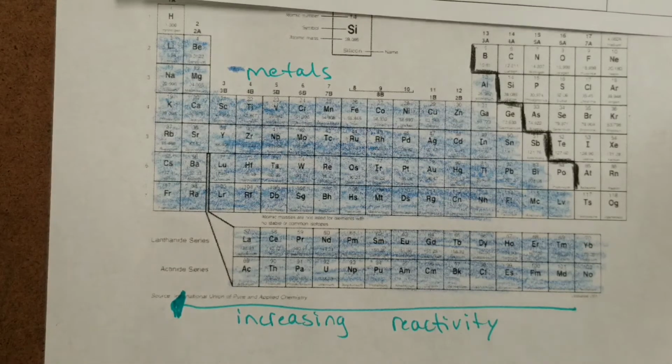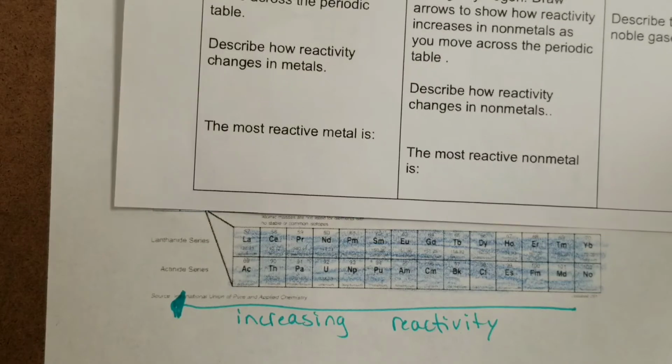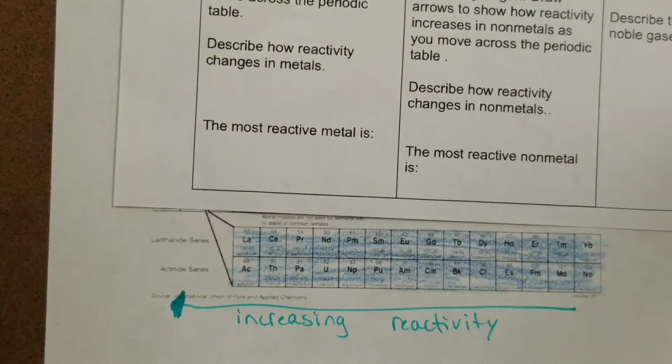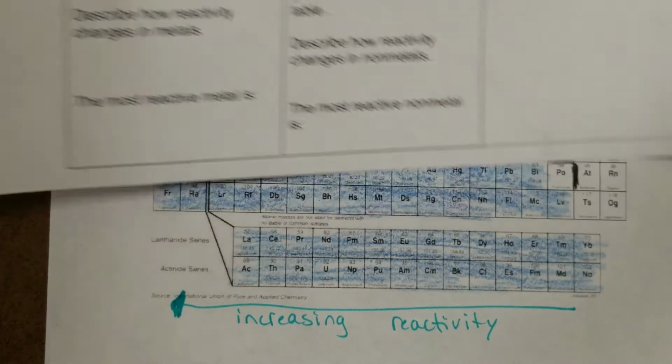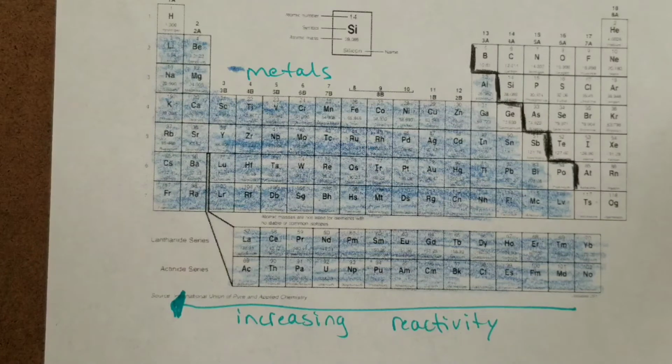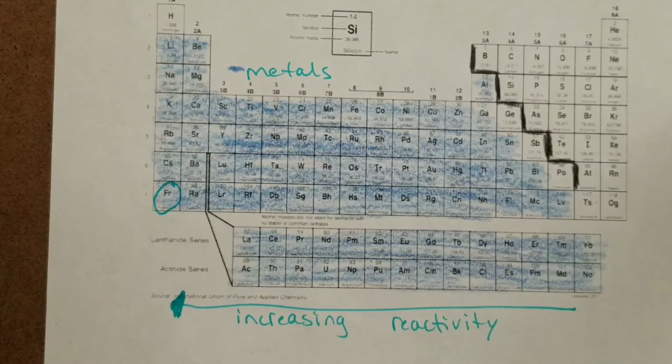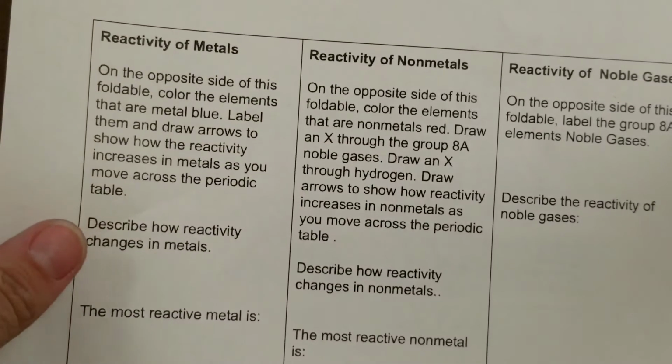So think back to that video where we had those alkali metals in water, and we didn't actually get to see this in real life because, for one, francium is pretty unstable and pretty hard to get a hold of. But I'm going to just circle this. Francium is the most reactive metal. All right, and then it says reactivity of nonmetals. I'm going to put this back up here.